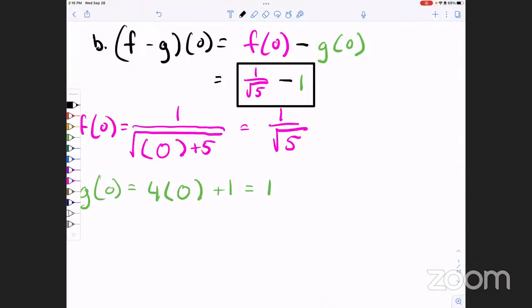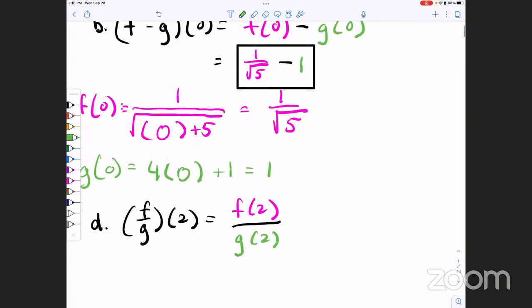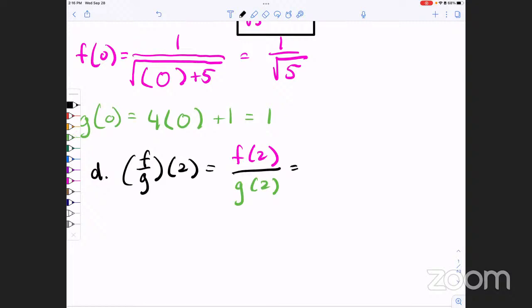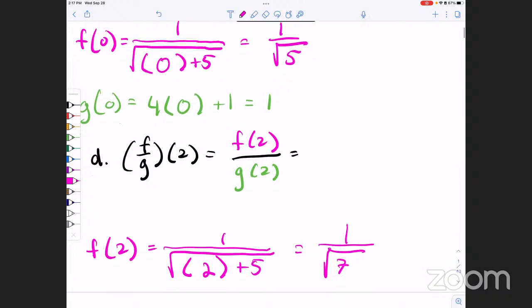Okay, A, B, C, D. F divided by g of 2. So this is going to be f of 2 divided by g of 2. All right, there's f and g. So then I guess we can work here. If we do f of 2, we got our square root of x plus 5 under 1. But our x in this case is 2. So that ends up being 1 over the square root of 7.